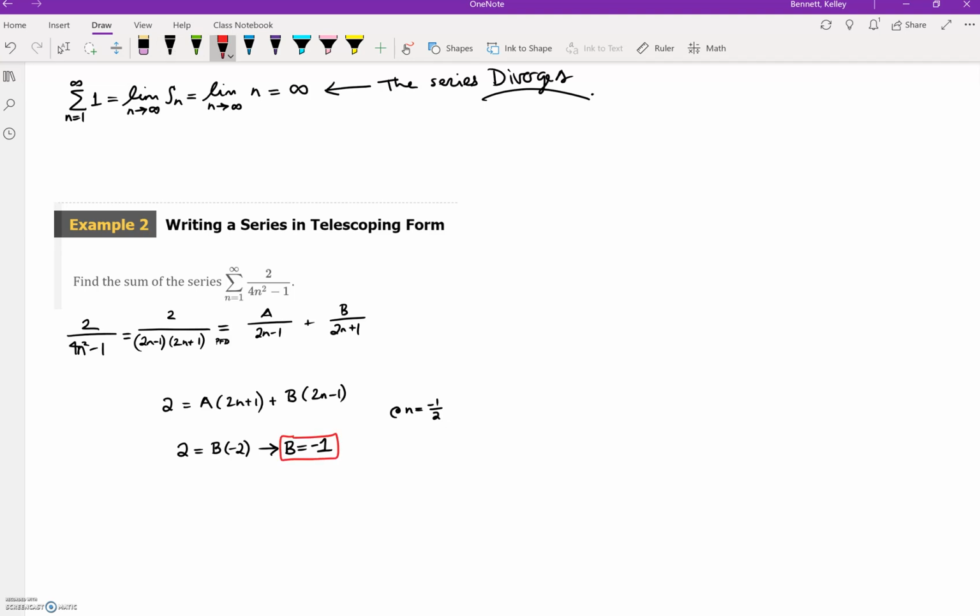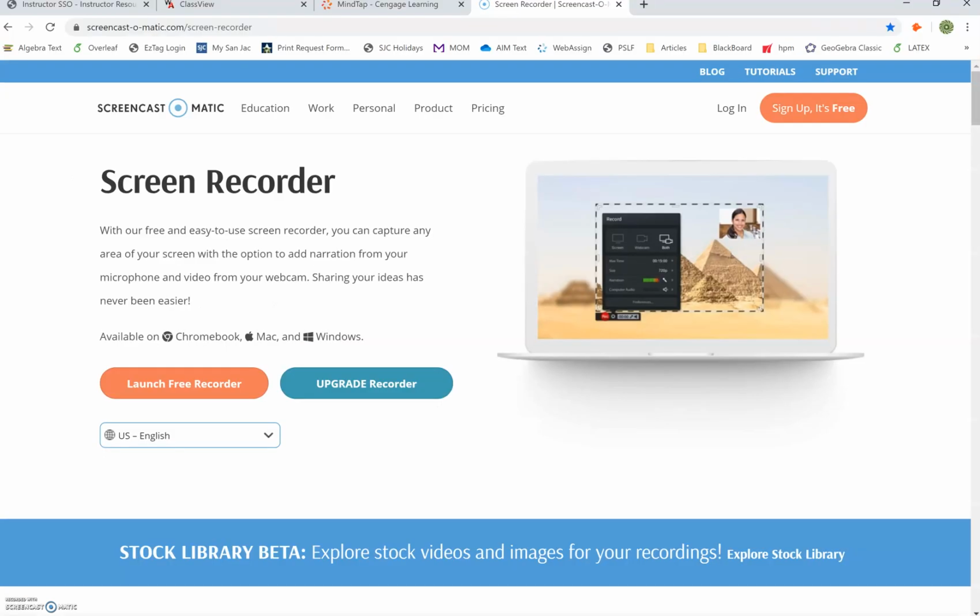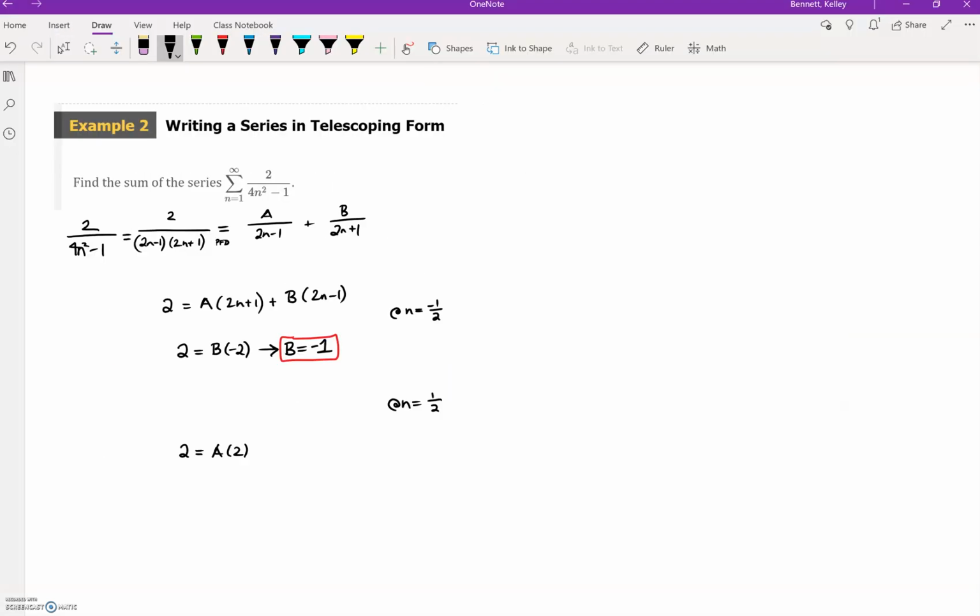So I've got B. Now my other killer n equals positive 1/2. I would end up with 2 equals A times 2, B times 0. I'm not going to write that. So here I would know that A equals positive 1. And so I'm ready to rewrite my fraction using my partial fraction decomposition.